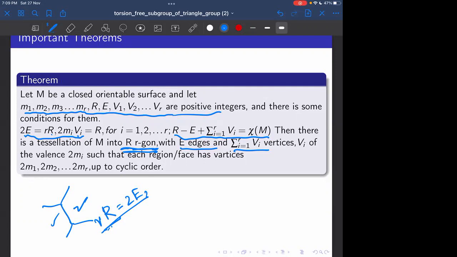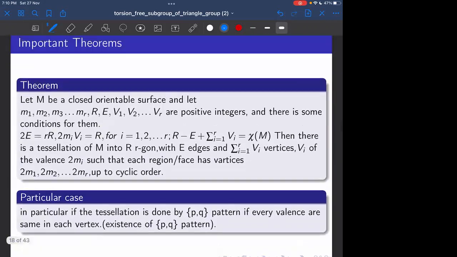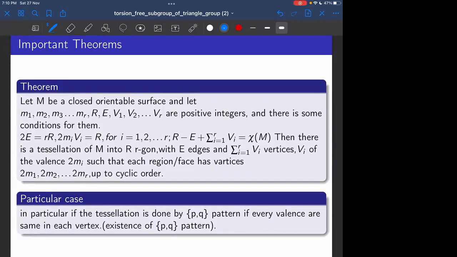and we know that, actually, I had the example of it. So yeah, and Vi is the summation of the number of all vertices which have valence mi. Actually, and if you can see, this will be the number of faces. Okay. So actually here, in the particular case, will be the PQ pattern. PQ pattern means you just take every valence as the same in each vertex, that all mi's are the same, then it will be a PQ pattern.